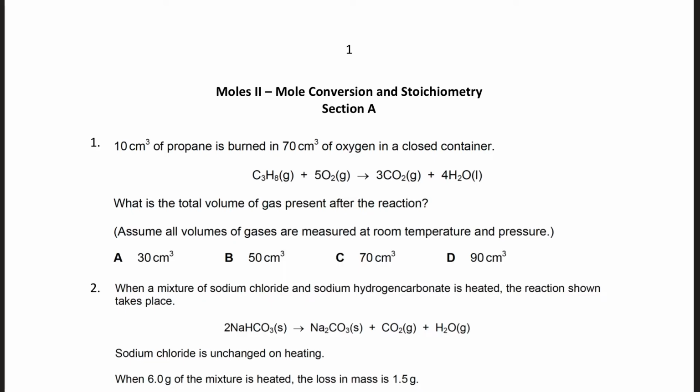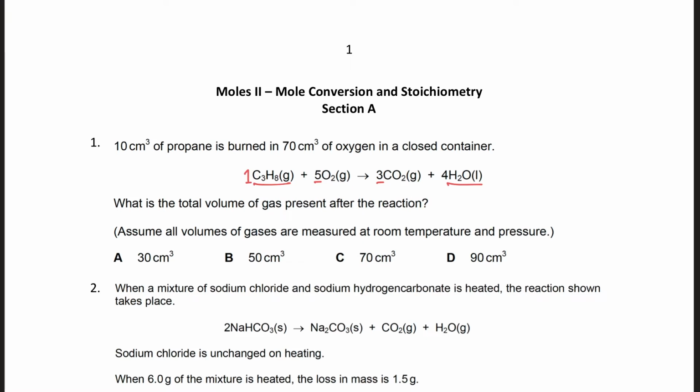So the first question says that 10 cm cube of propane, which is this compound here, is burnt in 70 cm cube of oxygen in a closed container. Okay, so that means there's no more oxygen coming in from there. What is the total volume of gases present after the reaction? Now let's look at the mole ratio. If you have 1 of this, it produces 3 of carbon dioxide by reacting with 5 of oxygen. And water here is obviously liquid. So I just have 3 gases to look at.